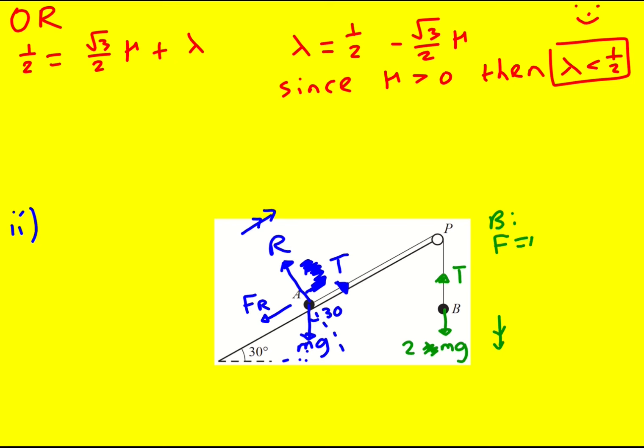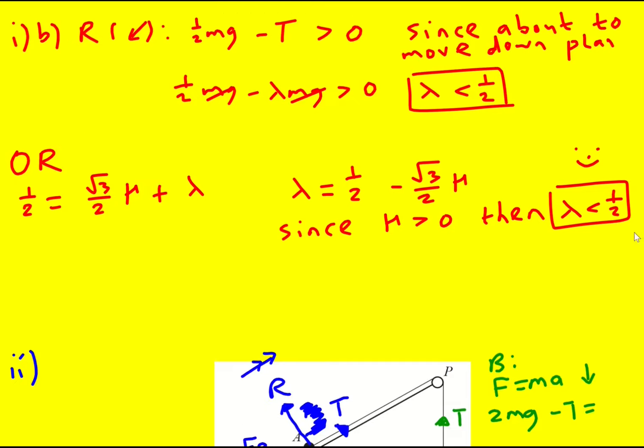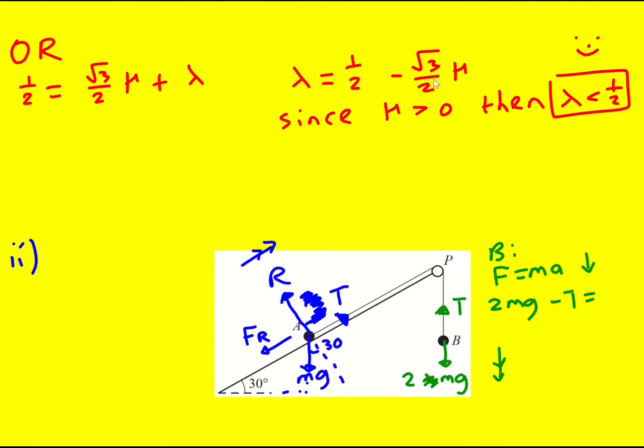Let's apply F equals ma down the slope. So 2mg minus T is going to equal ma. Now we're told that a is equal to g over 4. So it's going to be 2m times a quarter g. This means that T is going to be 2 mg minus a half mg, which gives 3 over 2 mg.